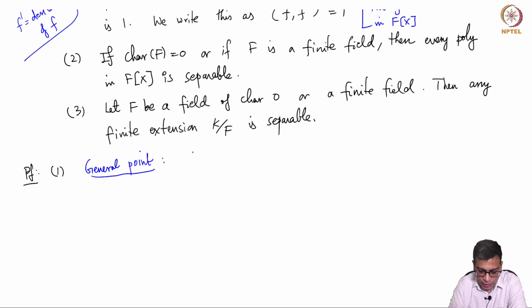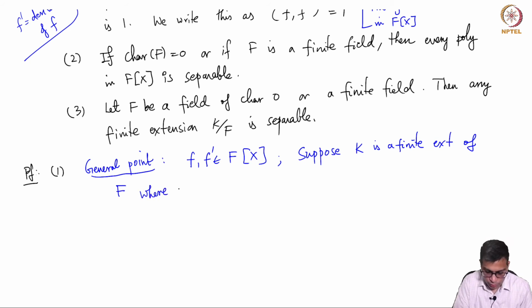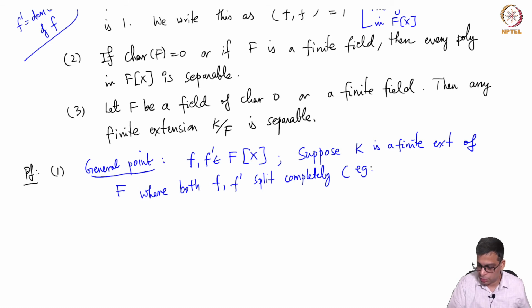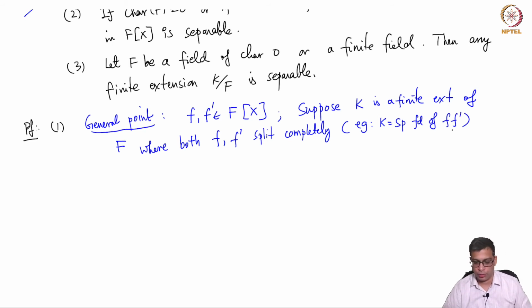Okay, so we have f and f prime in the polynomial ring over capital F. Suppose K is a finite extension of F where both f and f prime split completely. For example, you can take K to be the splitting field of f times f prime. So f and f prime are both going to factor completely into linear polynomials in K.